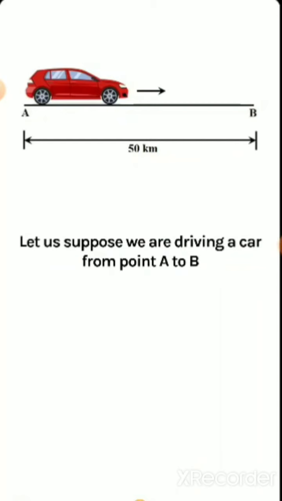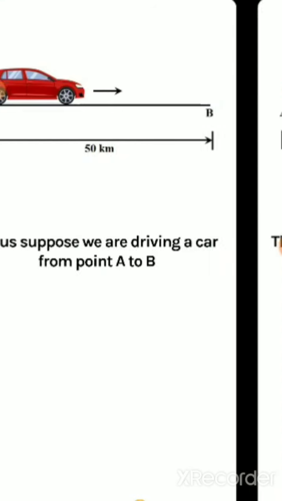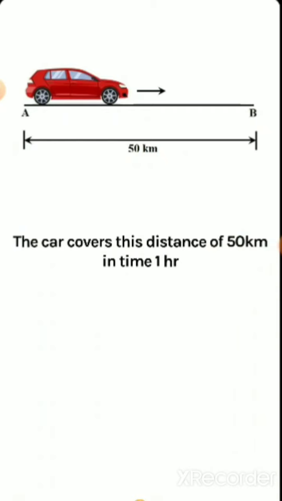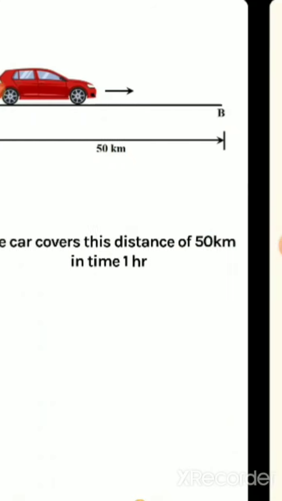Let us suppose we are driving a car from point A to B. 2 points are there, that is A and B, and a car is driving from A to B, and the distance between the 2 points AB is 50 km. The car covers this distance of 50 km in time 1 hour.